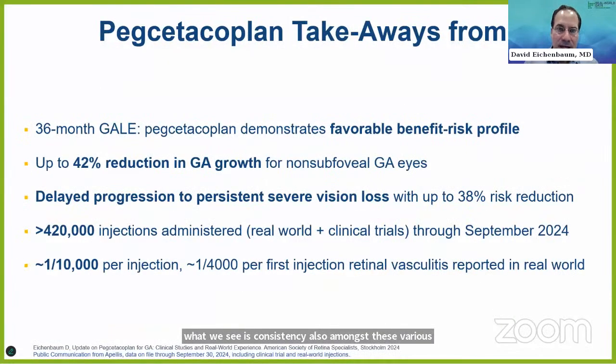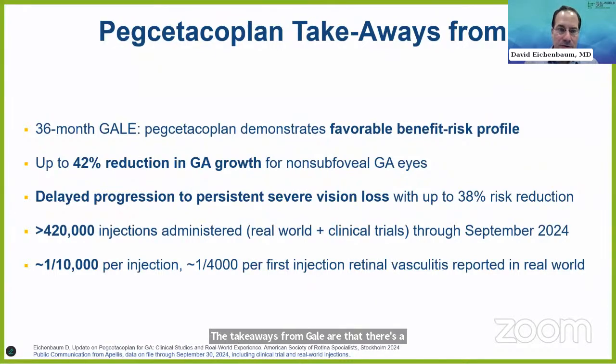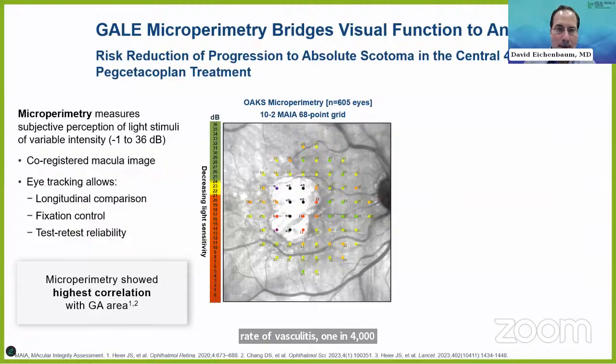The takeaways from GALE are that there's a favorable benefit-risk profile to pegcetacoplan, a 42% reduction in growth, delayed progression to severe vision loss, and there have been over 420,000 real-world and clinical trial injections administered now, with safety staying consistent, with a 1 in 10,000 per injection rate of vasculitis, 1 in 4,000 first injection rate of vasculitis.